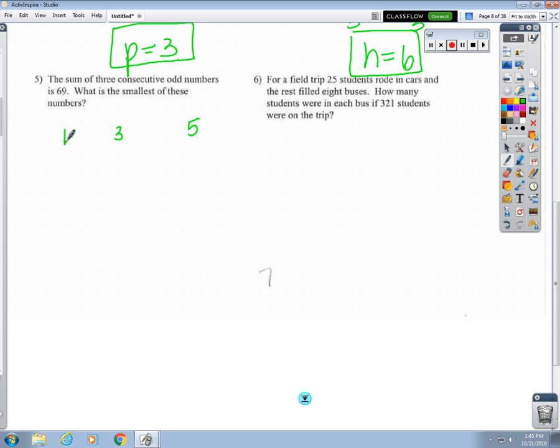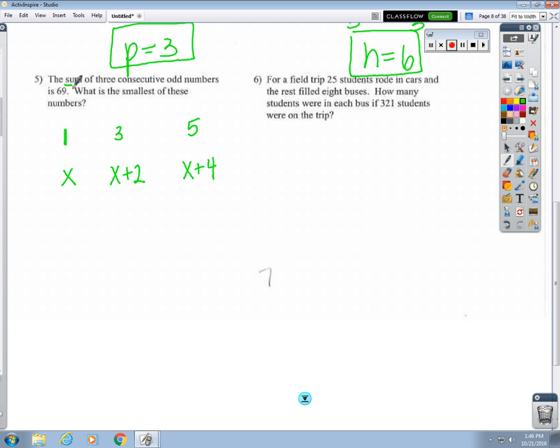So, I'm going to represent the number 1 with the letter X. Okay, so keep in mind, anytime I write an X, it really represents 1. How would you represent 3? X plus 2. Because think about it. If x is a 1, isn't this basically a 1 plus 2, which is 3? So how would you represent 5? X plus 4, because 1 plus 4 would give you 5.